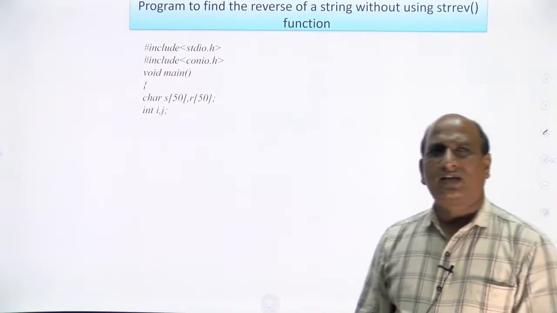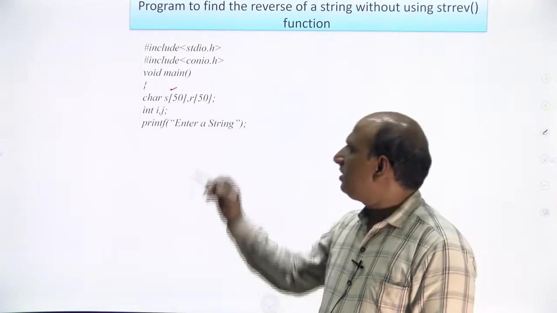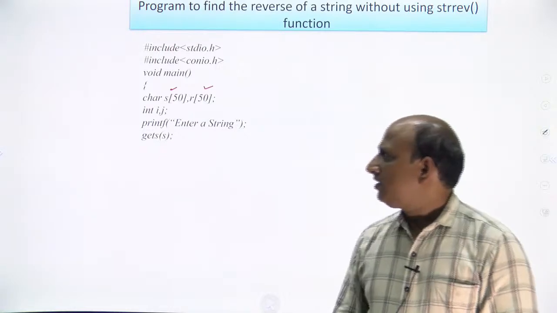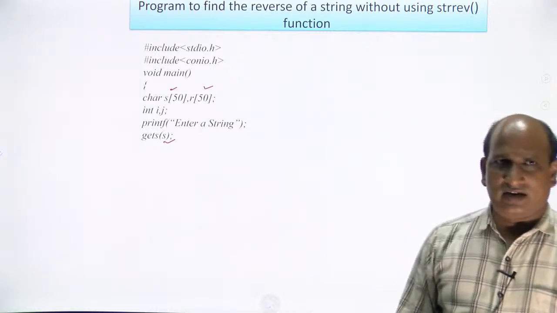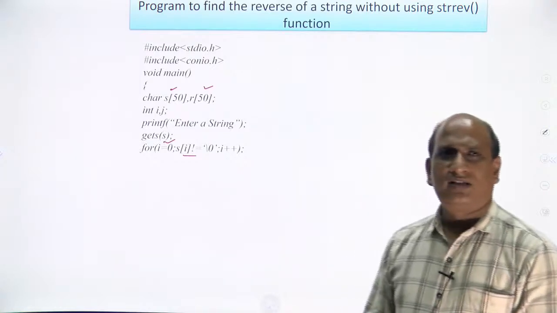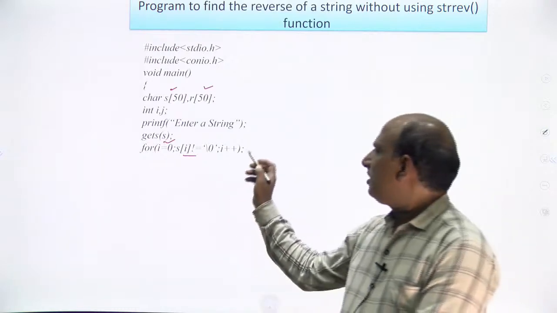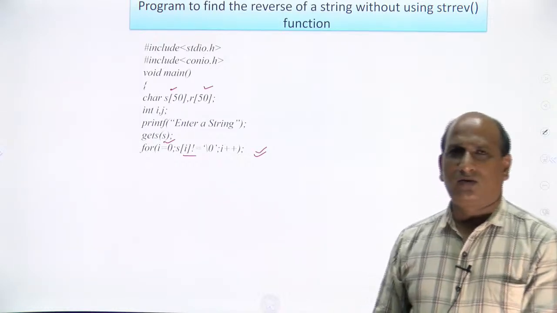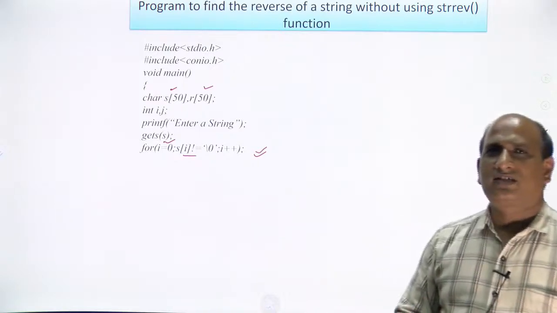So how can you reverse a string by your own logic? For reversing a string, I have declared a string S, and I will reverse it and put it into the R array. Firstly I input a string by the gets function and put it into the S array, and I traverse this S array by the same logic. What I have done here is find the length of the string by this for loop, as I have already told you in the first program.